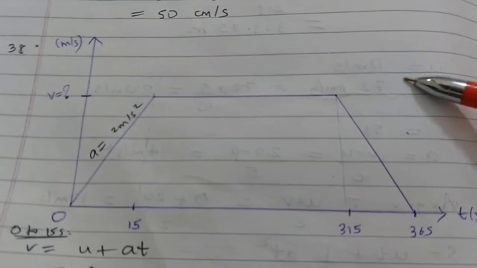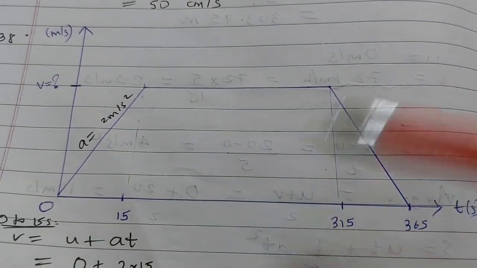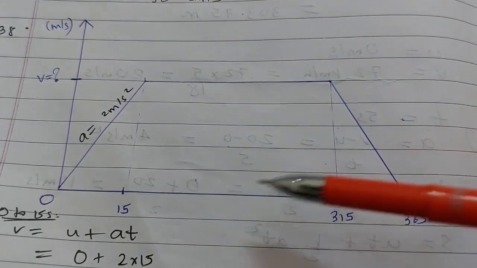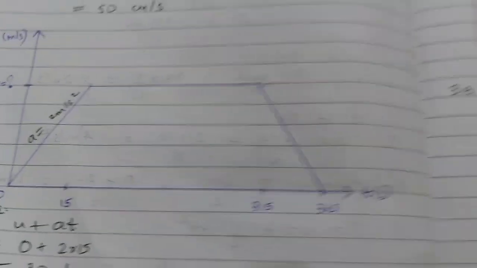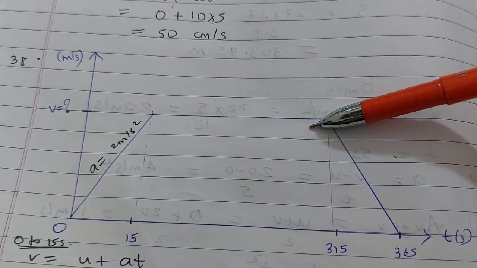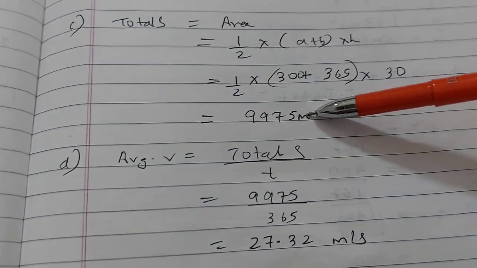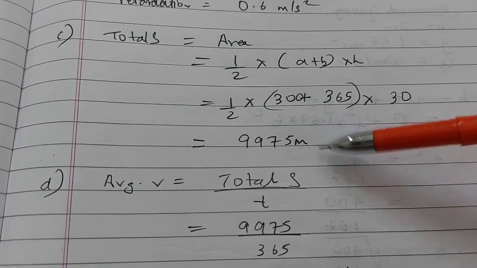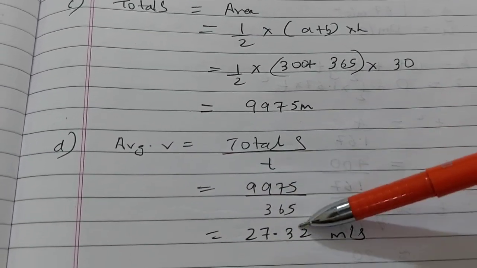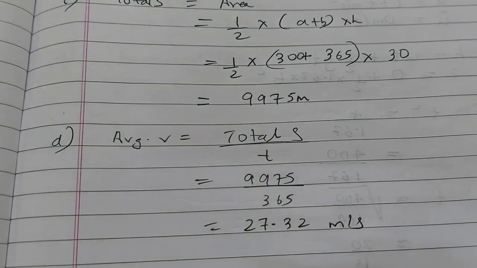Total distance traveled in the entire time interval. Well, that's just the area of the trapezium, no need to solve it separately. So we have the formula. The top parallel side is 300, the bottom is 365, height is 30. You get 9975 meters. The answer behind the textbook is wrong. Average velocity is total distance upon total time, so we get 27.32 meters per second.